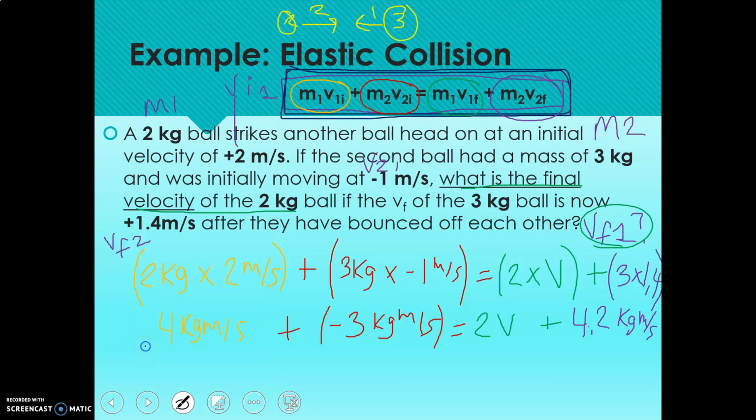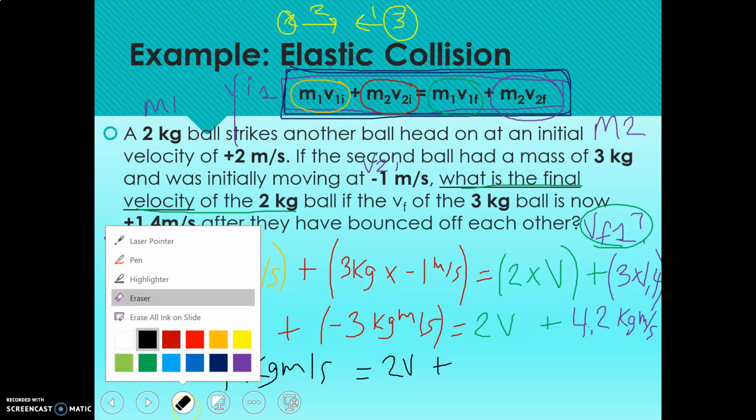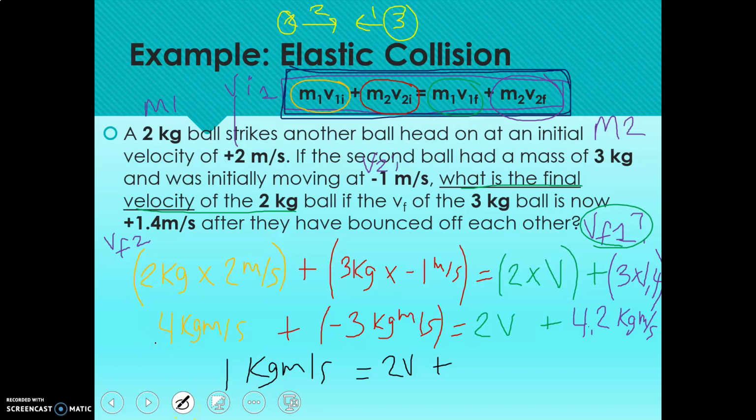So I'm just going to go ahead and write in black because we're just simplifying at this point. So 4 plus -3, so really 4 minus 3. So we have 1 kilogram meter per second equals 2V plus 4.2. So really I could go ahead and simplify on that. Oh no, I can't yet. Just kidding, I got ahead of myself. So 2V plus 4.2 kilogram meter per second.